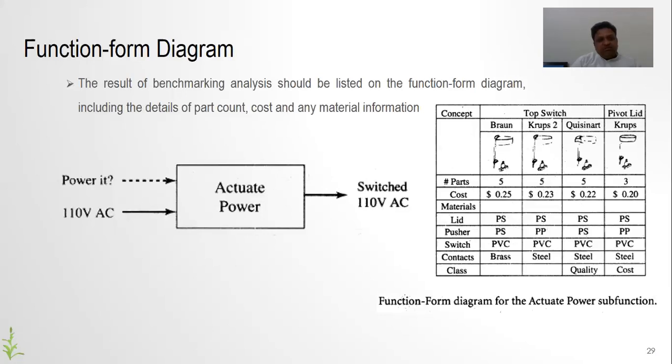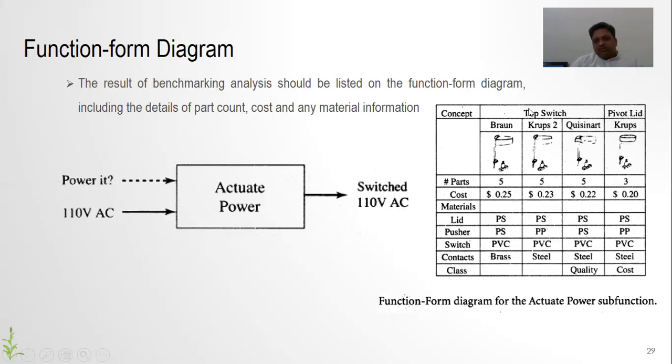Here you can see the function form diagram. The result of the benchmarking analysis should be listed on the function form diagram, including the details of part count, cost, and any material information. So whenever you power it, the input is 110 VAC or 220 VAC or 440 VAC. So accurate power in the ECU and switch to 110 VAC or 220 VAC or 440 VAC.